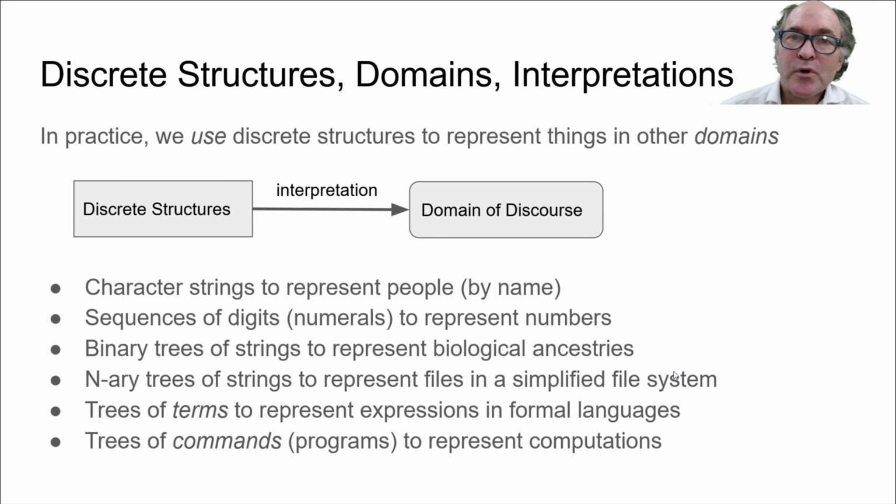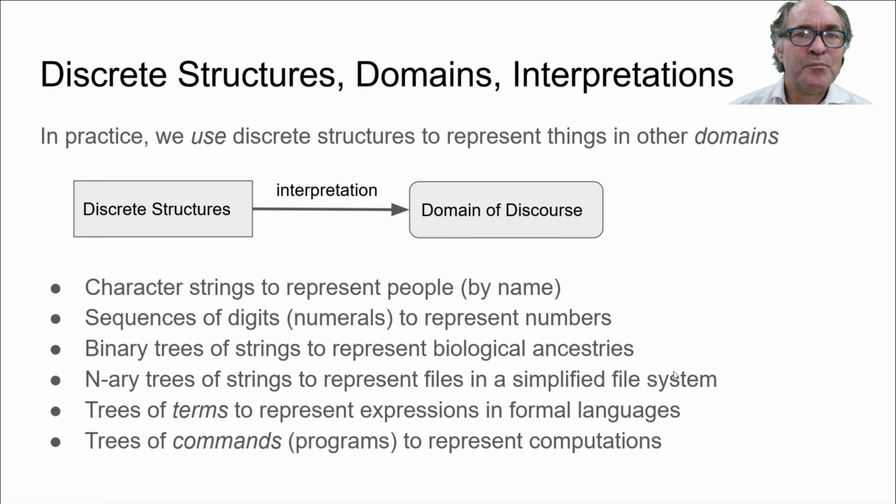So now we introduce the really, really important concept of domains and interpretations as they relate to discrete structures. So here's how you can think about this relationship between discrete structures and domains of discourse, as illustrated in the diagram on the slide. Discrete structures, think of them as symbolic things, right? The elements of a discrete structure, think of them as being symbols of some kind, and an interpretation explains what each such symbol means in some other domain of discourse.